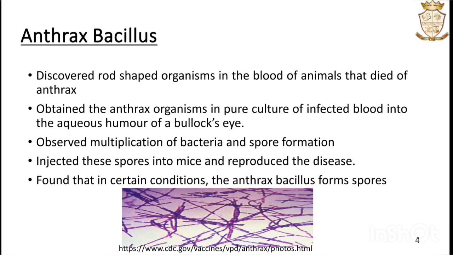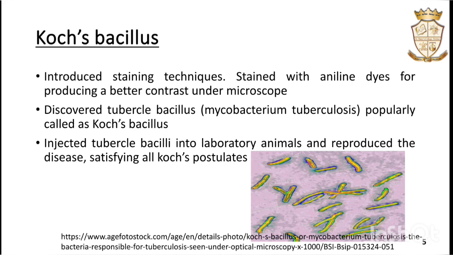Anthrax bacillus. Discovered rod-shaped organisms in the blood of animals that died of anthrax. He obtained the anthrax organisms in pure culture from infected blood in the aqueous humor of a bullock's eye. Observed multiplication of bacteria and spore formation. Injected these spores into mice and reproduced the disease. Found that in certain conditions the anthrax bacillus forms spores.